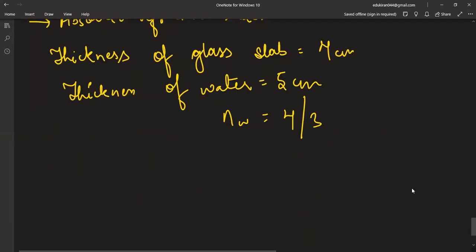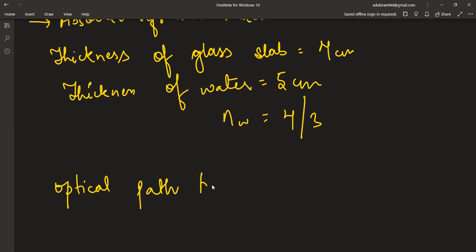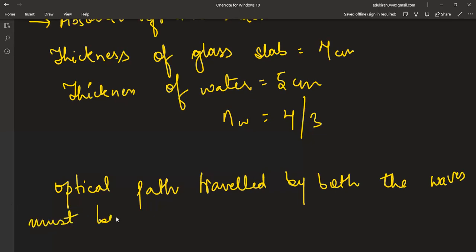Optical path traveled by both the waves. I'm writing this also. Pay attention. Optical path means the path through which the waves will be moving, right? So the optical path traveled by both the waves must be the same, in both the media.